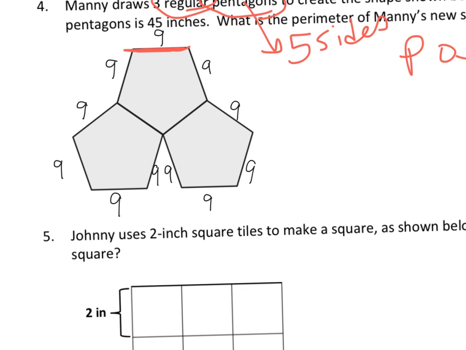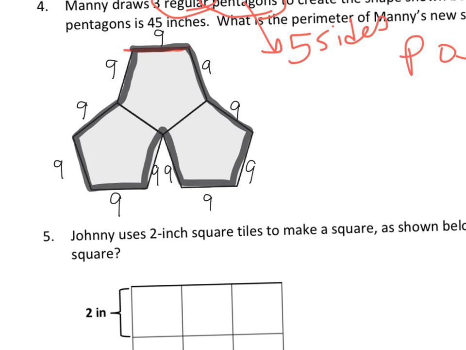So now I have all of my sides for the perimeter labeled, because remember, perimeter is just the measurement or the distance around the outside or the boundary or the border of the shape. So now I'm going to count those 9s. I have 1, 2, 3, 4, 5, 6, 7, 8, 9, 10, 11. 11 sides at 9 inches apiece, or 11 9-inch sides, will get me my perimeter. And it'll be 99 inches.